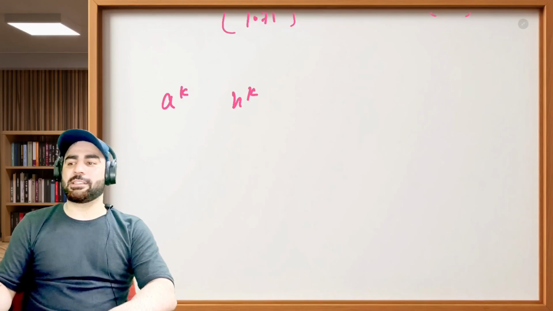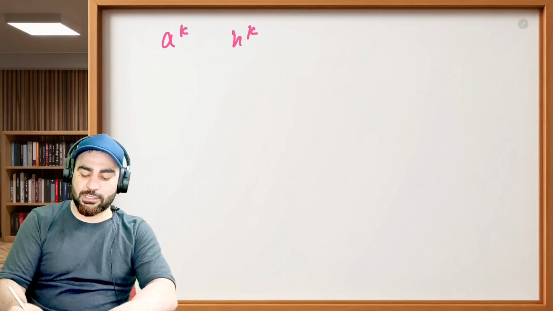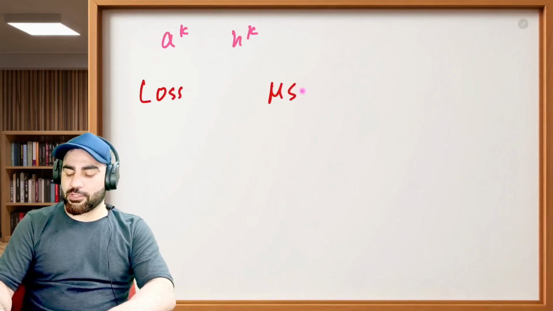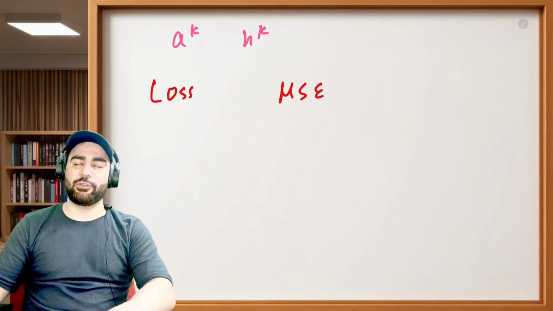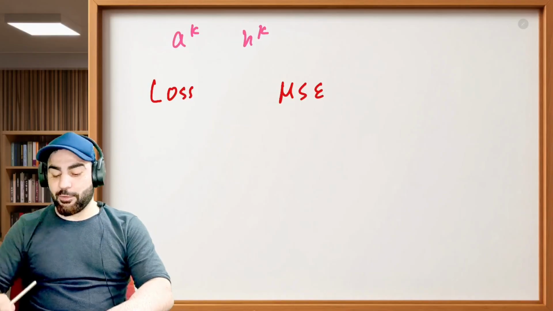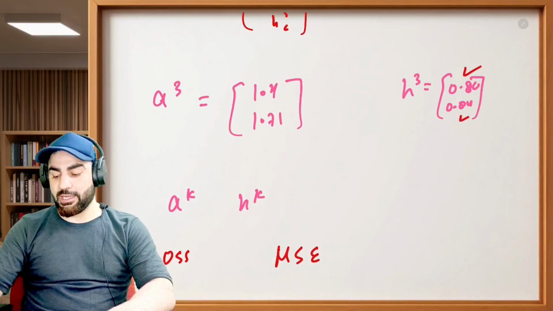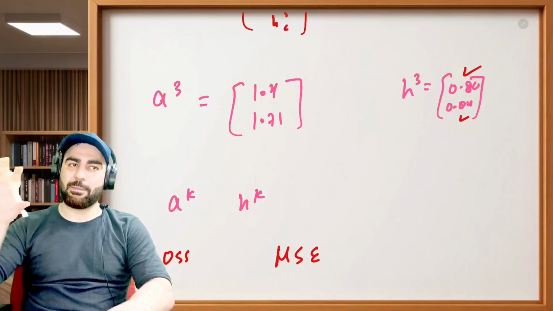So once we have this, the first thing that we have to do is compute the loss. In this case, we'll use a simple loss, the mean square error loss, so that we can compute derivatives easily. So we have this mean square error loss. Now based on this, we made some prediction. If you see, this is our prediction, suppose 0.8 and 0.84. Consider this as the prediction if we don't apply any output function.